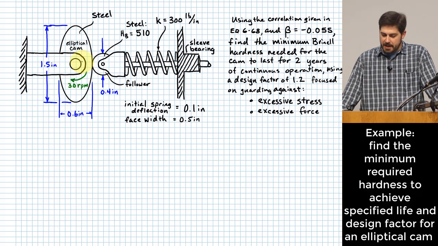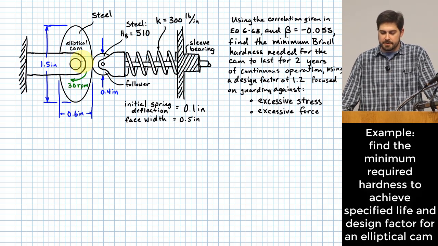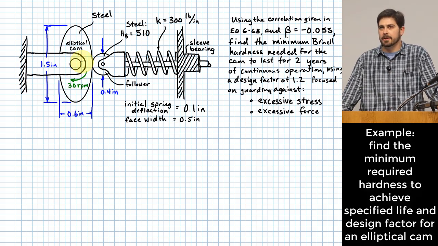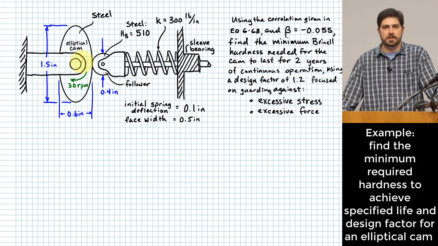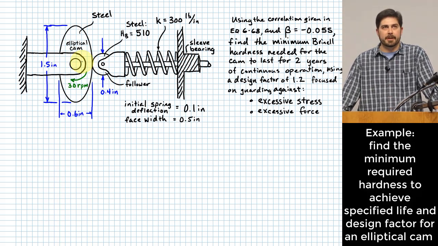It rides against a circular follower. That's sometimes known as a roller follower, right? So some cams have a roller that rides against the cam, and some cams have a flat surface that rides against the cam. There's a couple of different ways to do that. But this is a roller follower. It is being held against the cam by a spring.